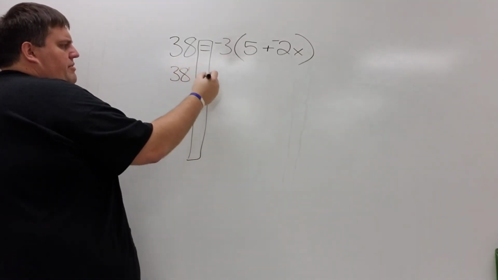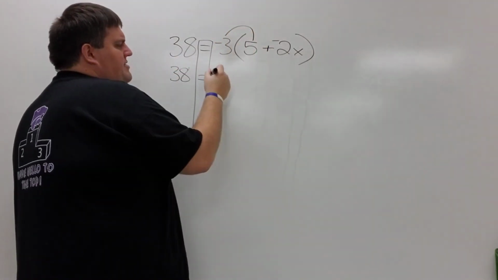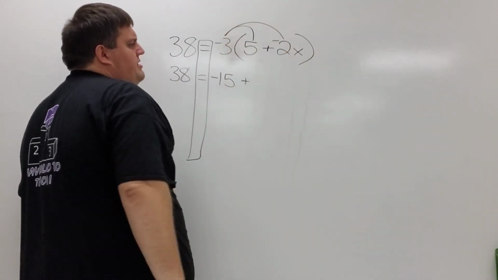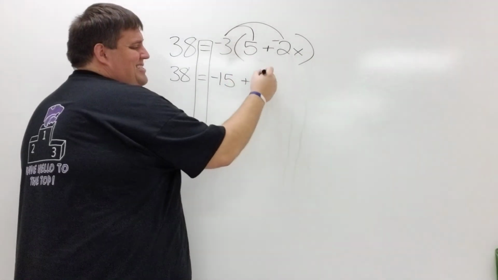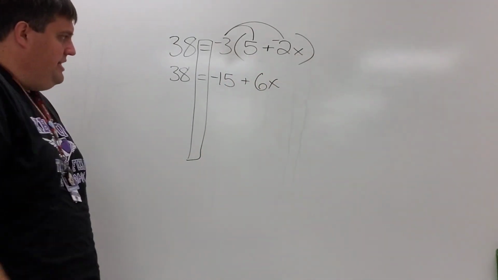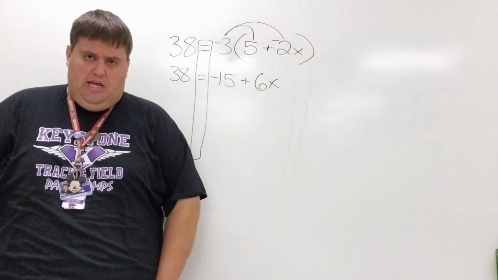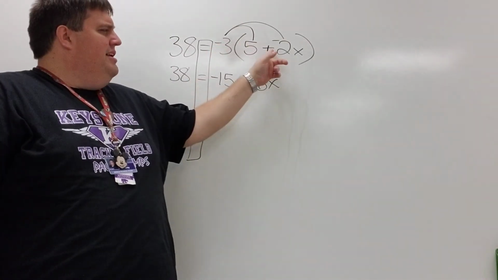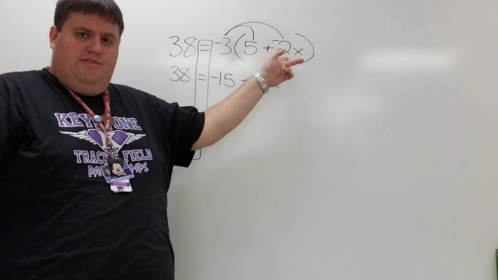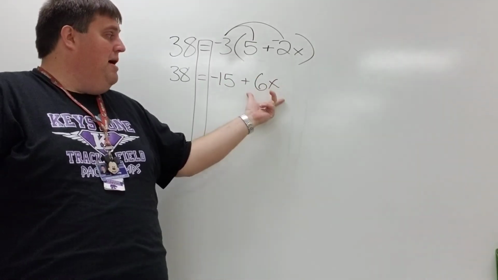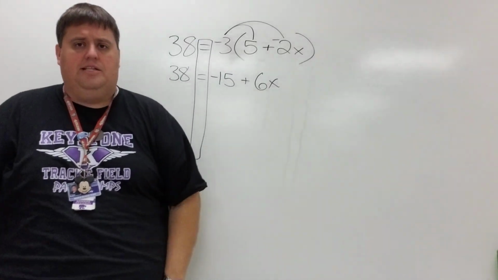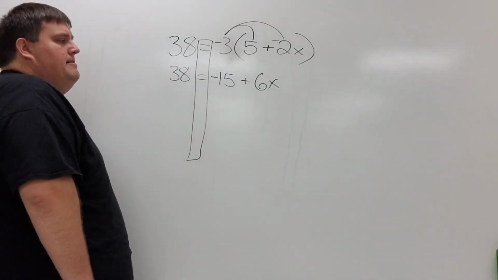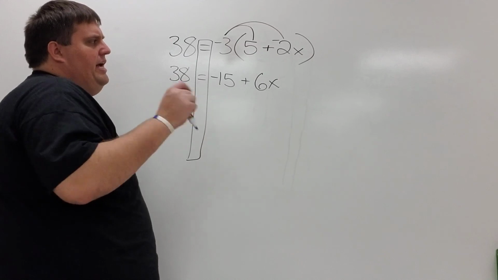So nothing's going on over here with 38. Negative 3 times 5 is negative 15. And negative 3 times negative 2x is going to be positive 6x. And I will say that that's probably the number one mistake I see with distributive property, is when you multiply the negative times a negative 2 in here. A negative times a negative has to be a positive, so be really careful with your signs in there. I had kids on my Algebra 1 test who were missing that. So be super careful with your negatives when you're multiplying.